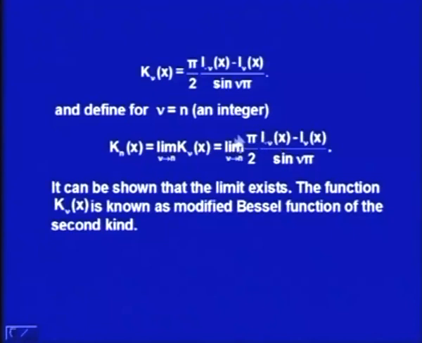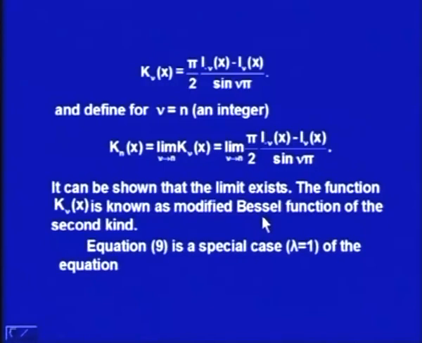Now, we can show that this limit exists. So, when nu is not an integer, K nu (x), being the linear combination of I nu (x) and I minus nu (x), is also a solution of equation 9. And when nu is an integer, K n (x), being the limit of K nu (x), and since the limit exists, is also a solution of equation 9. Therefore, we call the function K nu (x) the modified Bessel function of the second kind.